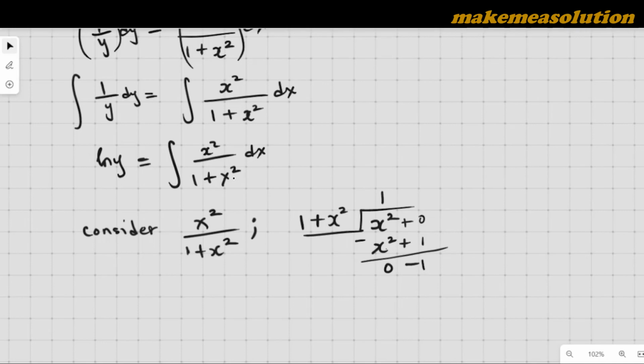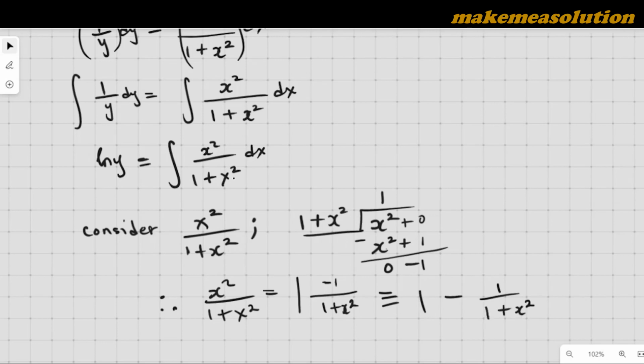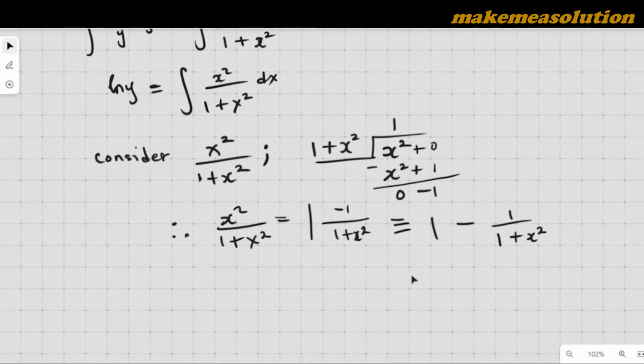Is that okay? So this particular fraction, x squared over 1 plus x squared, is still the same thing as you having how many whole numbers? You have one whole number, and we now have minus 1 over 1 plus x squared. This is literally equal to 1 minus 1 over 1 plus x squared. Okay, if you evaluate it, you will get the same thing at the end of the day. So we have actually taken care of the form of this particular fraction.